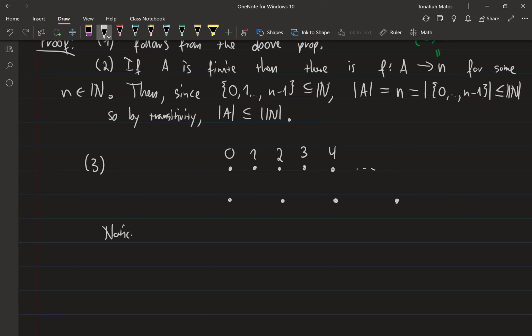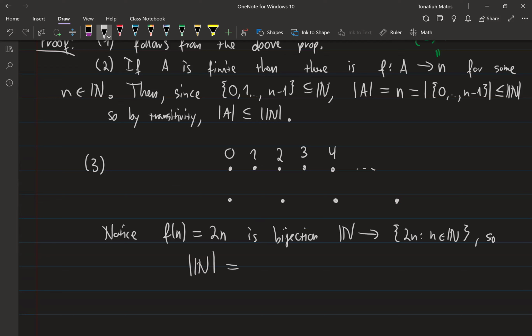So notice that if I take any natural number and I double it, this is a bijection, right? From n to n. So the natural numbers have the same size as 2n, right? So this is a bijection f, and it's sending 0 to 0, 1 to 2, 2 to 4, 3 to 6, right?